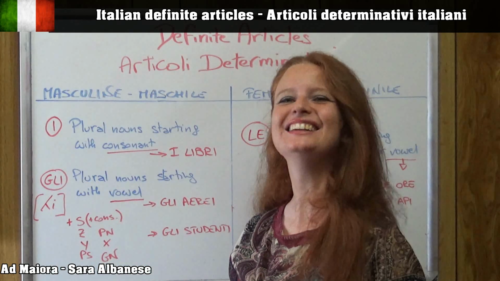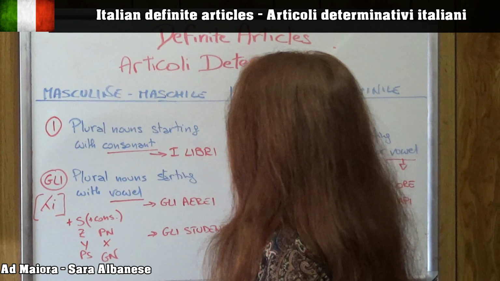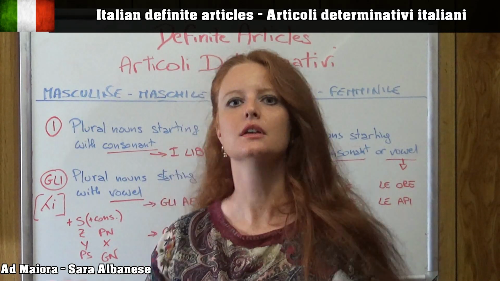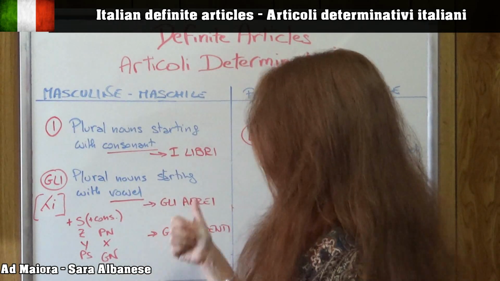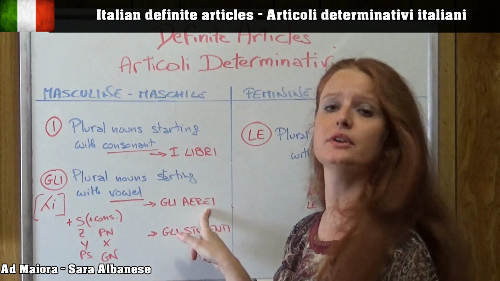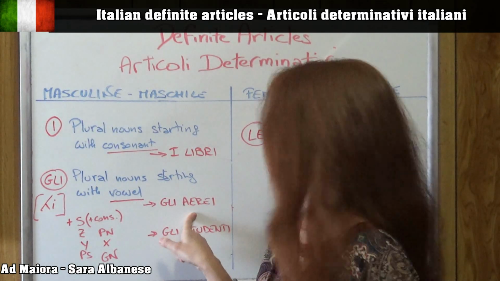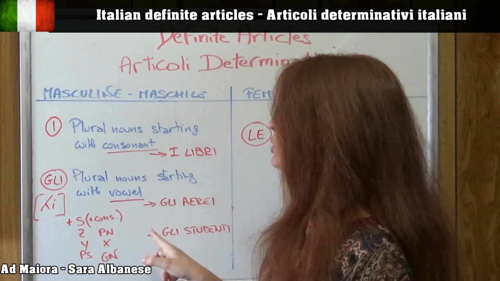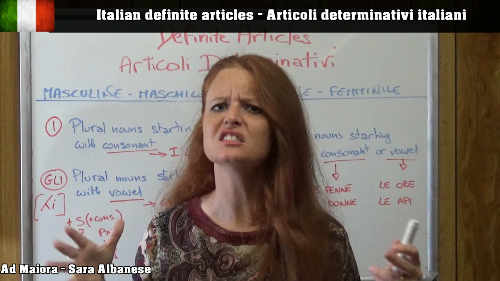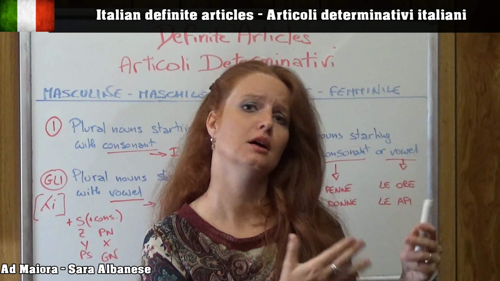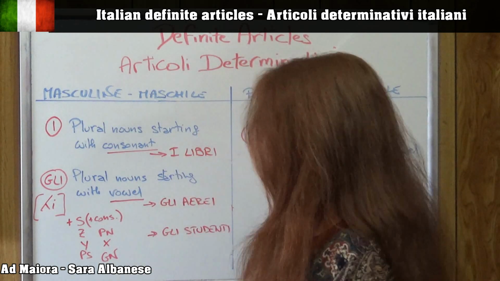So gli is used for plural masculine nouns, obviously, starting with a vowel. The example here is gli aerei. Aerei are airplanes, okay, gli aerei. But also for all the special cases and situations we mentioned before that wanted lo, okay.